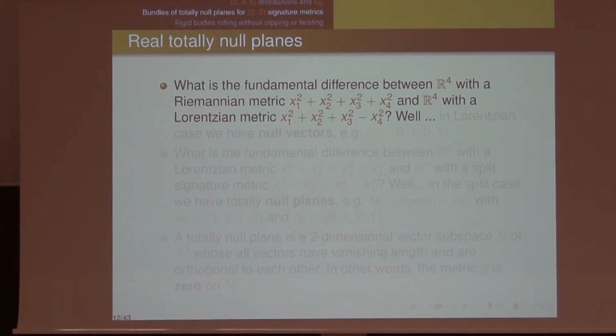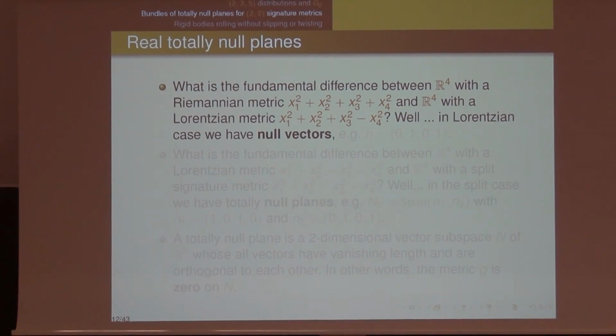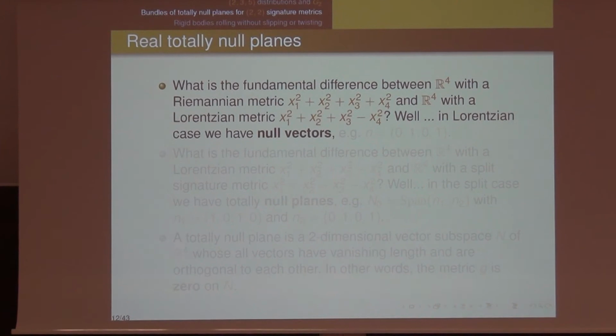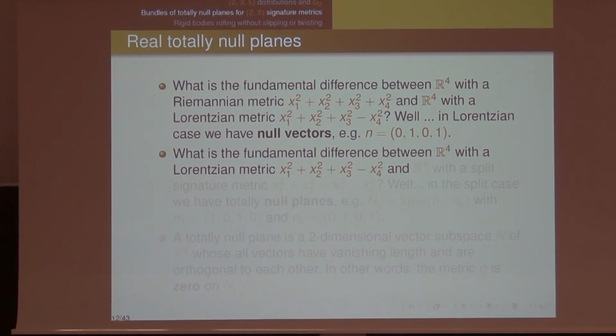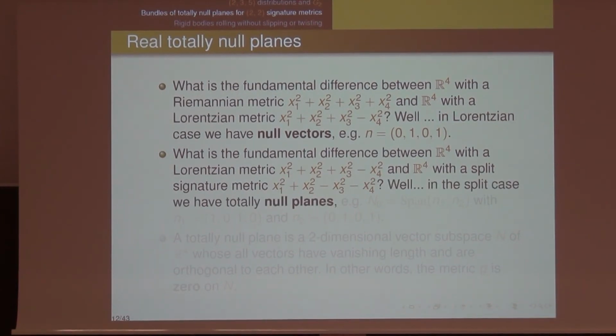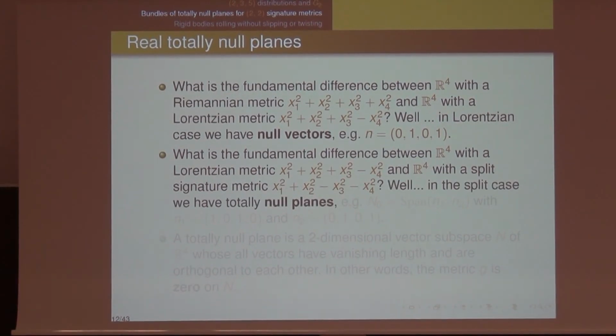And of course, the well-known answer is, well, in the Lorentzian case, we have real null vectors. So for example, this vector is null in this metric. So if I just ask what is the difference between the Lorentzian case and the split signature case, then the answer is, now I have something new. I have real totally null planes. So in split signature, I have real totally null planes.